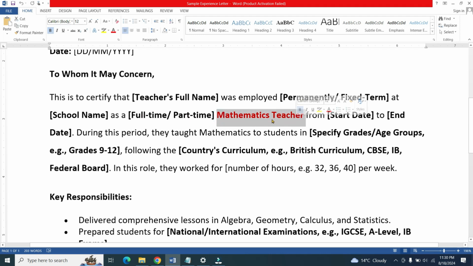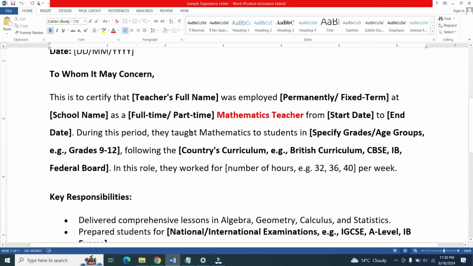After that, your subject, for example, if you're teaching mathematics, a mathematics teacher. If you are teaching science, for example, biology, chemistry, physics, it should mention that clearly. After that, you need to make sure that the start date and end date are mentioned clearly on it, and it is mostly there on almost all experience letters.